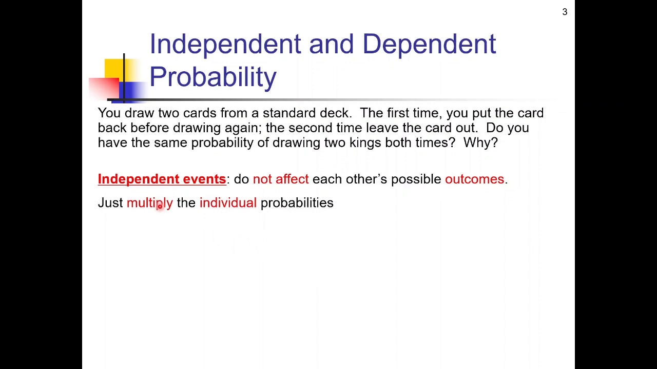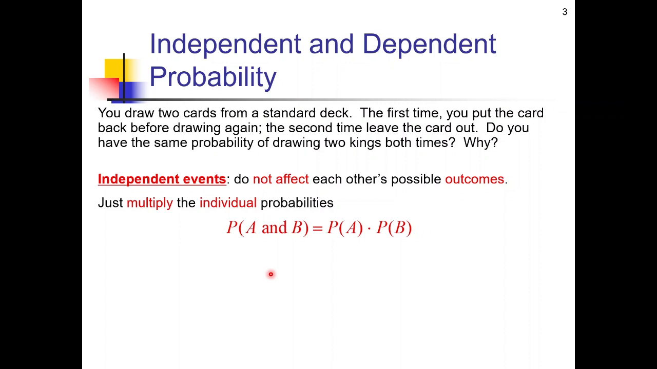So in this case, we just have to multiply the individual probabilities to figure out the probability of both of them happening. So if you like a formula, we could say the probability of A and B is going to be the probability of A times the probability of B. So if you can figure out those individual probabilities, you just multiply them and that's all there is to it. So these are fairly straightforward.